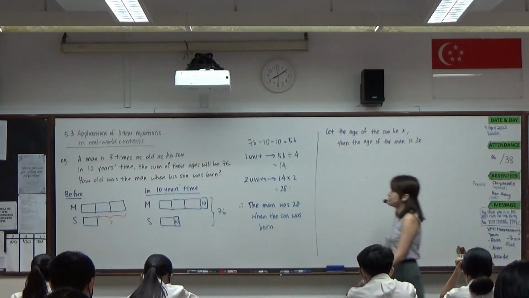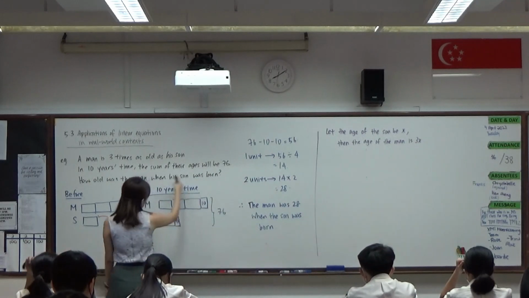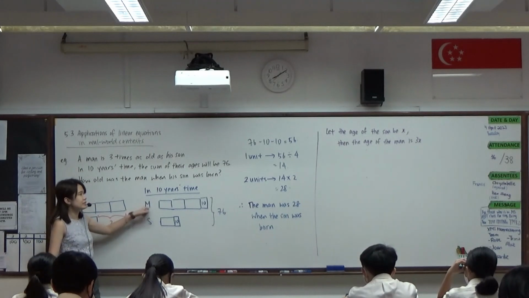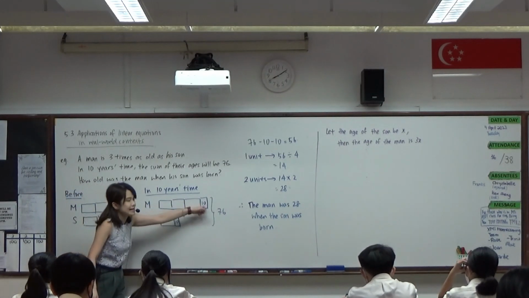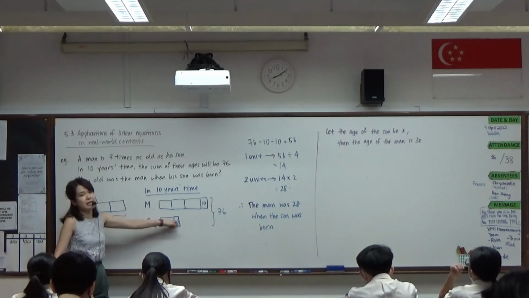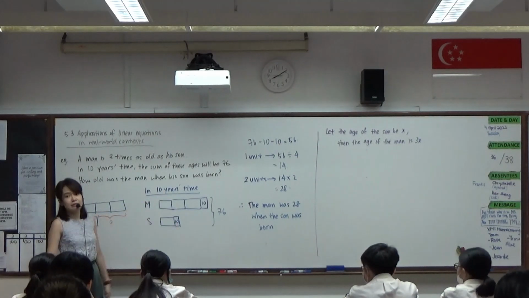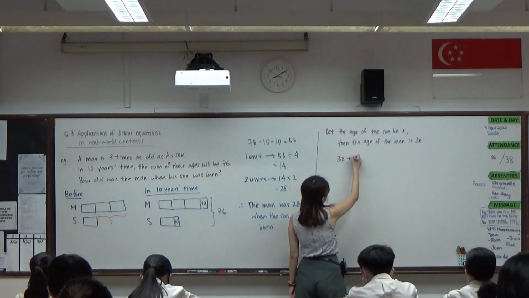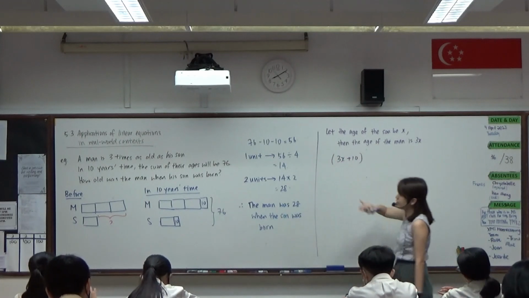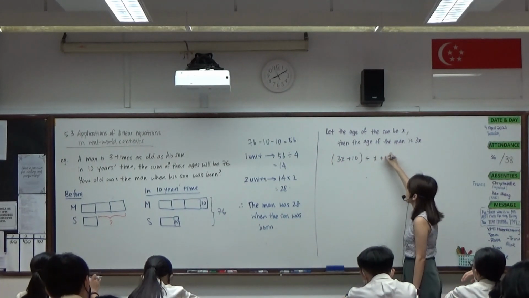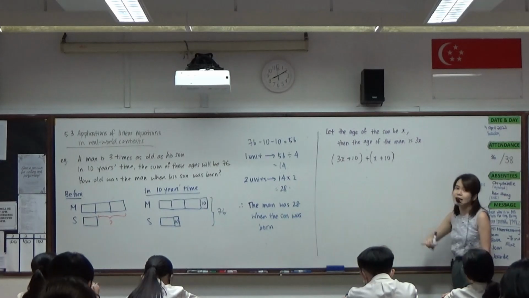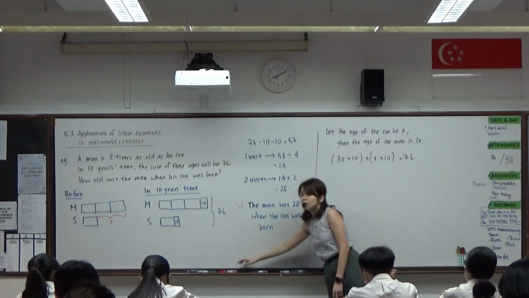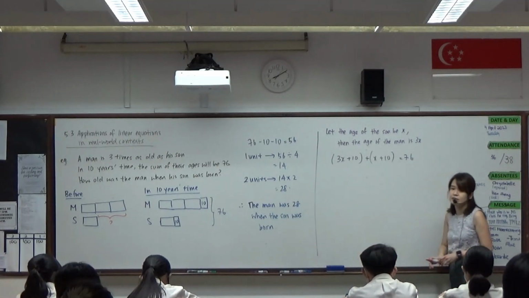Right? Then how is it that we can now represent this 10 years time idea? We know that the age of the man in 10 years time will be 3x plus 10. And for the son will be x plus 10. Total will become 76, so we can form an equation. So 3x plus 10, that will be the age of the man in 10 years time, plus another x plus 10, that will be the age of the son in 10 years time. Total up will be 76, because the question says that it sums up to 76.